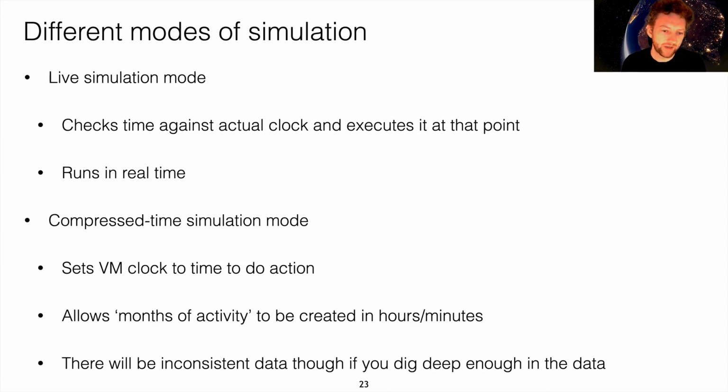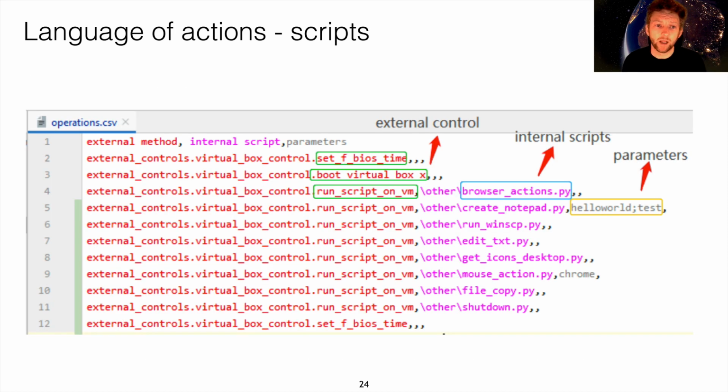So it does have the advantage that it allows several months of activity, say, to be created in a few hours, but there will be inconsistent data if you dig deep enough in it. Timestamps and data that come from external sources are going to not align. So good students or automated stuff might cause problems. But it's another option.